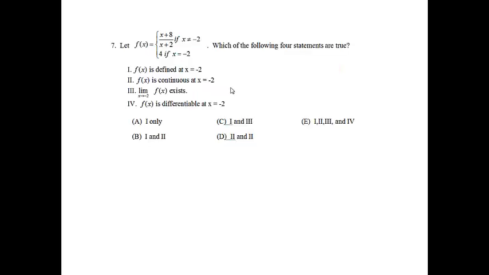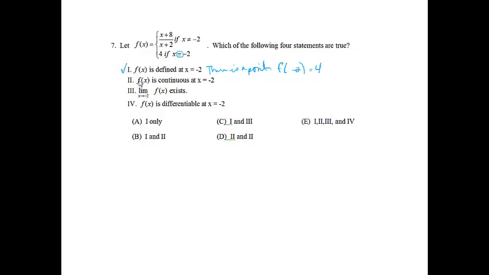Okay, 7. If f of x equals (x plus 8) over (x plus 2) when x doesn't equal -2, and it's equal to 4 when x does equal -2, which of the following 4 statements are true? Okay, first one, f of x is defined at x equals -2. That means that there is a point. And if I'm looking at this, I see an equal sign right here, so I know that it is defined, and I could actually just say f of -2 is equal to 4, because that's what it says that it equals. So this one is definitely true.